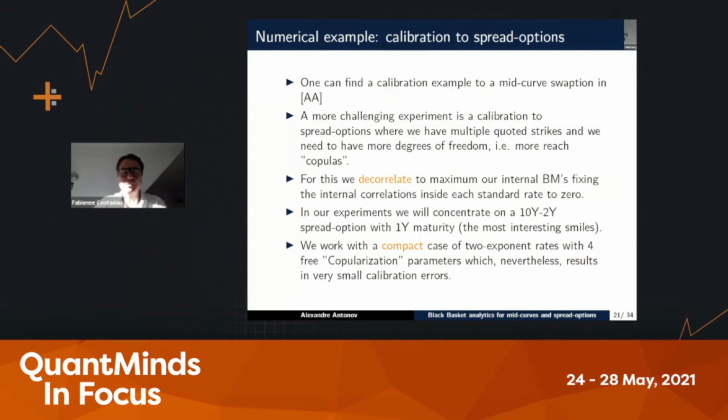In our experiments, we'll concentrate on the 10 years spread between 10 years option and 2 years option with a 1 year of maturity. We will work with a compact case of 2 exponents, and because we have 3 different copularization parameters, 3 different handles to organize the structure of the option, this will lead to very small calibration errors.